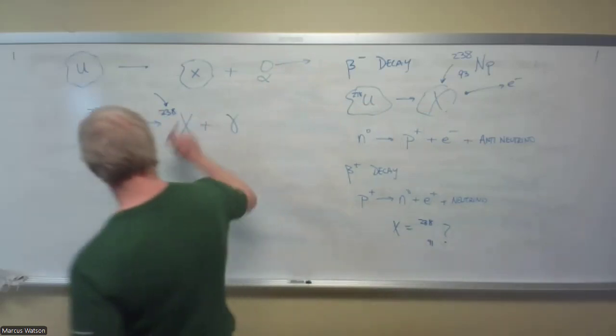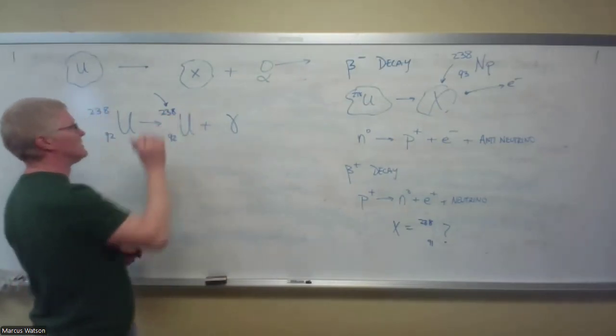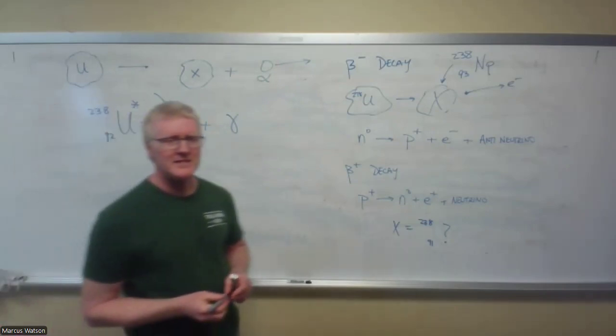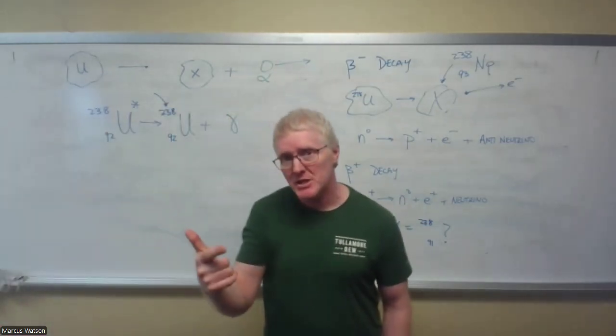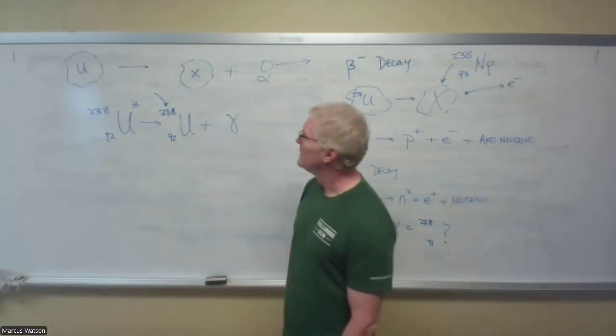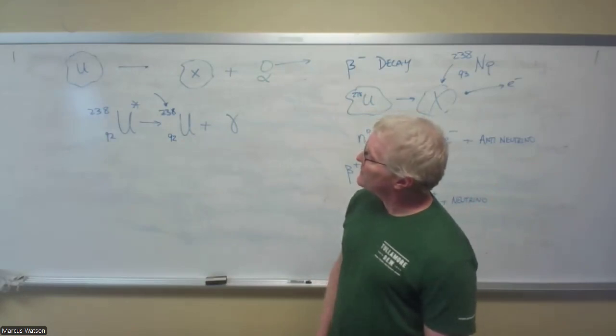All right, so in this case, this would be U. And that means I would usually put a star on that one to indicate it has excess energy. It's in an excited state. It has that energy that it can get rid of. All right, well, those are the three types of decay and what they do.